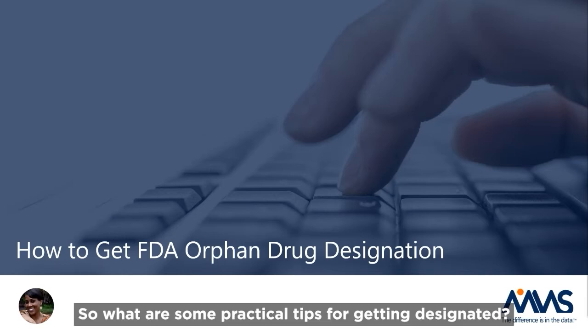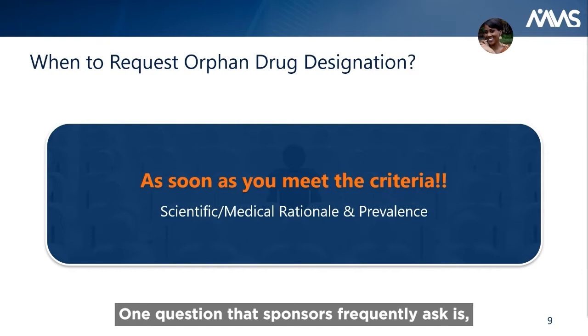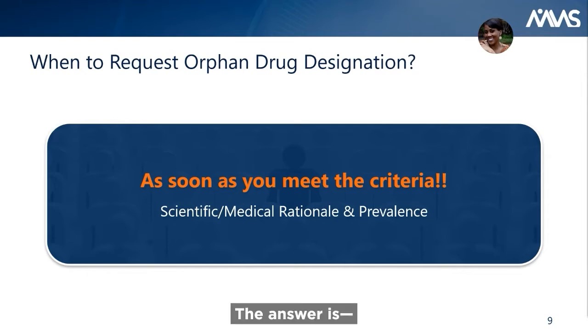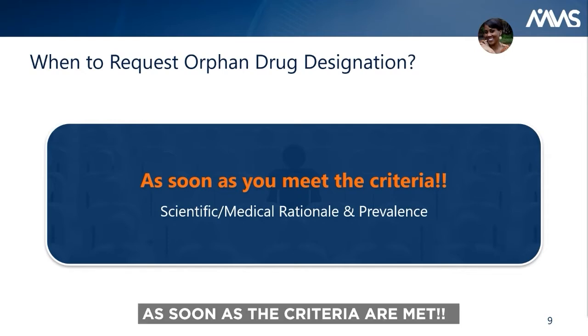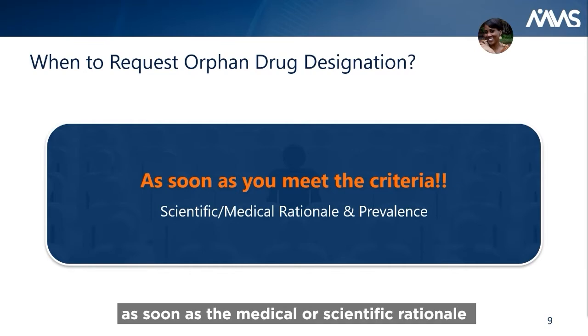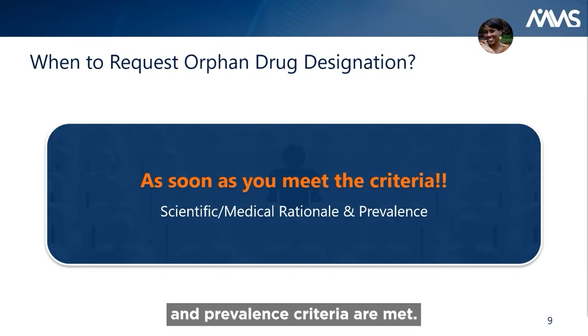So what are some practical tips for getting designated? One question that sponsors frequently ask is, when should I submit my request for orphan designation? The answer is, as soon as the criteria are met. In other words, as soon as the medical or scientific rationale and prevalence criteria are met.